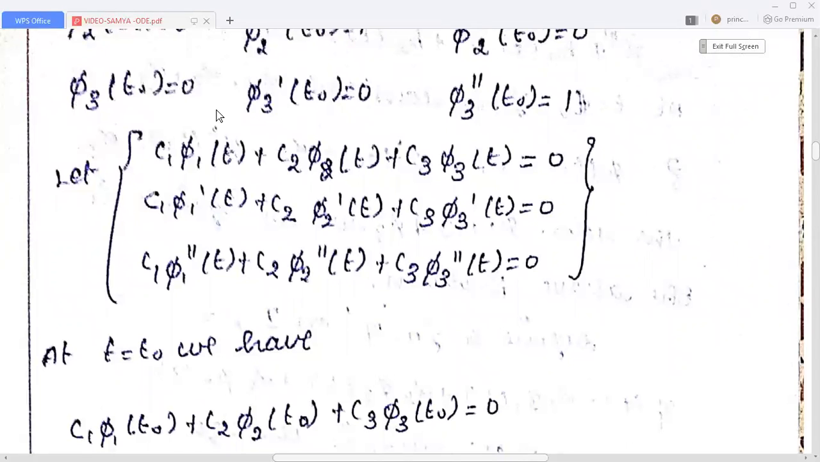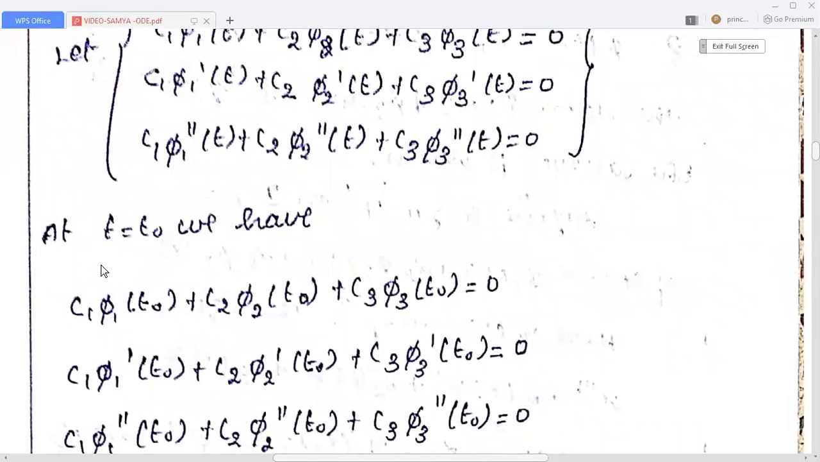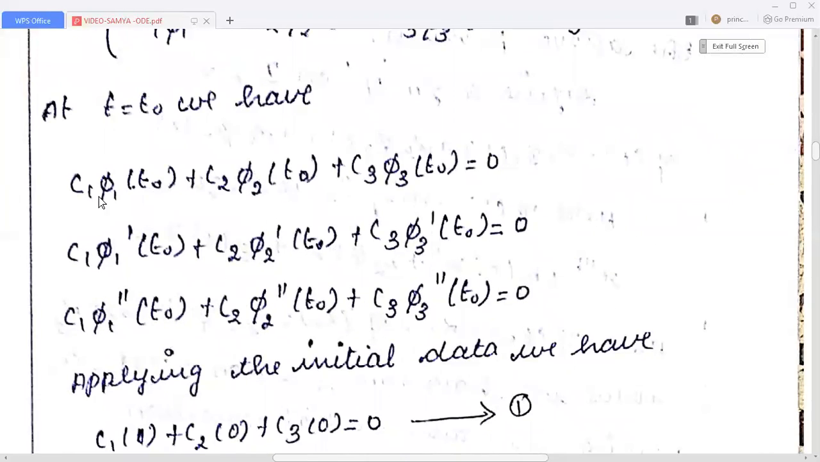So now we take the linear combinations. Let C1 into phi 1 of t plus C2 into phi 2 of t plus C3 into phi 3 of t equal to 0. And next C1 into phi 1 dash of t plus C2 into phi 2 dash of t plus C3 into phi 3 dash of t equal to 0. The next C1 into phi 1 double dash of t plus C2 into phi 2 double dash of t plus C3 into phi 3 double dash of t equal to 0. At t equal to t naught, we have these equations.